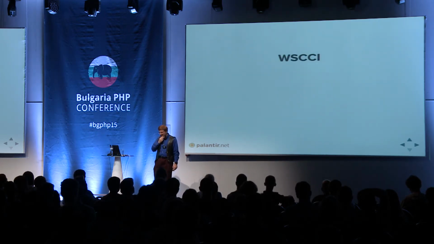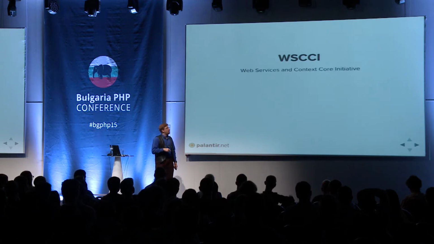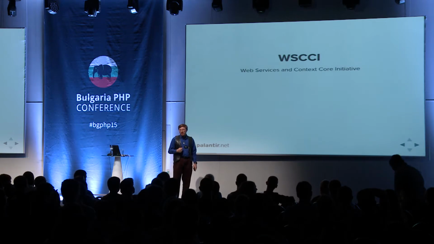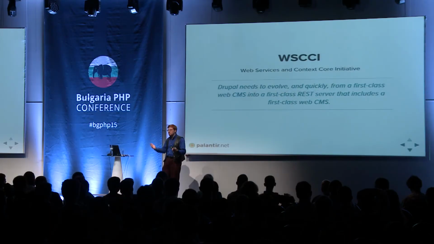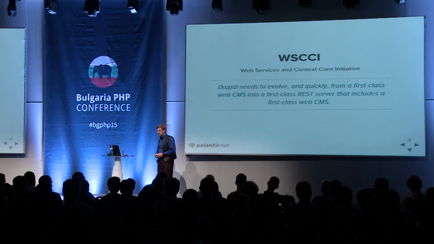So how did that come about? Well, it started with whiskey. I don't mean the kind you drink. I mean the Web Services and Context Core Initiative. This is the core initiative that I ran for Drupal 8. And we set out in 2011 with this mission statement. We need to evolve from a first-class web CMS into a first-class REST server that includes a CMS. Because that's the way the web is going. We need APIs baked in. We need the support for doing web APIs at a low level.